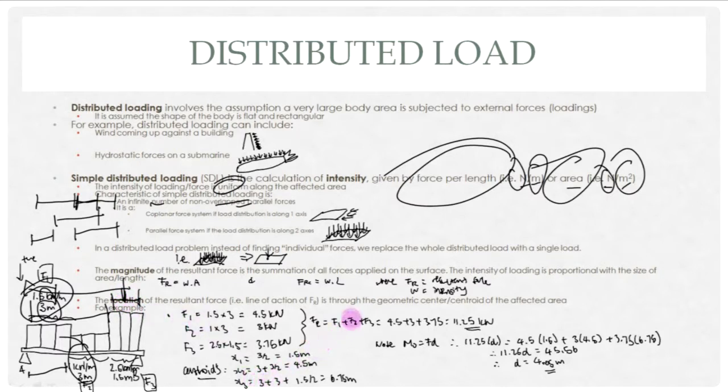Now, therefore, you can use M0 equals Fd, and that's why you get 11.25 d, because we want to find the effective centroid, and we don't know that. It is equal to 4.5 multiplied by 1.5, plus 3 multiplied by 4.5, plus 3.75 multiplied by 6.75, and therefore you can find d is equal to 4.05 meters.